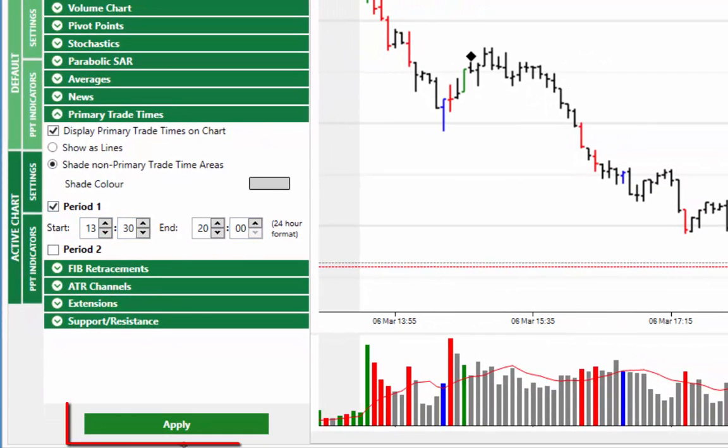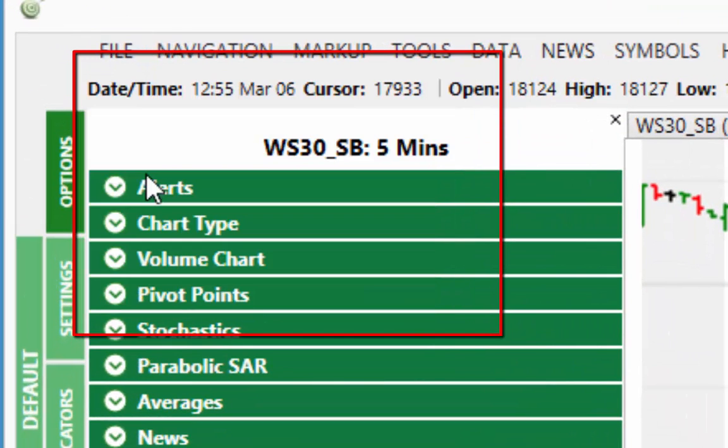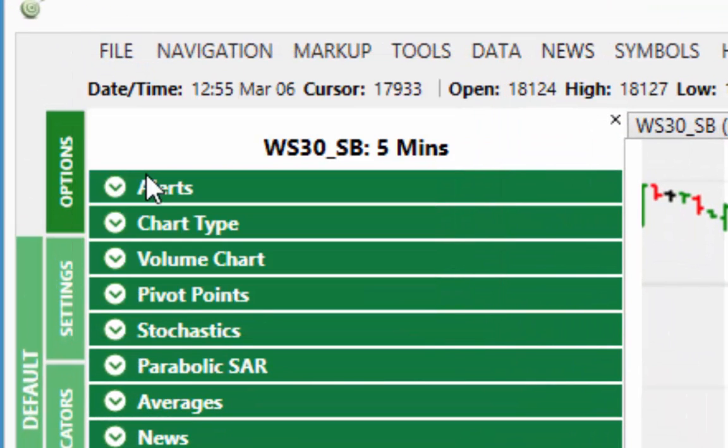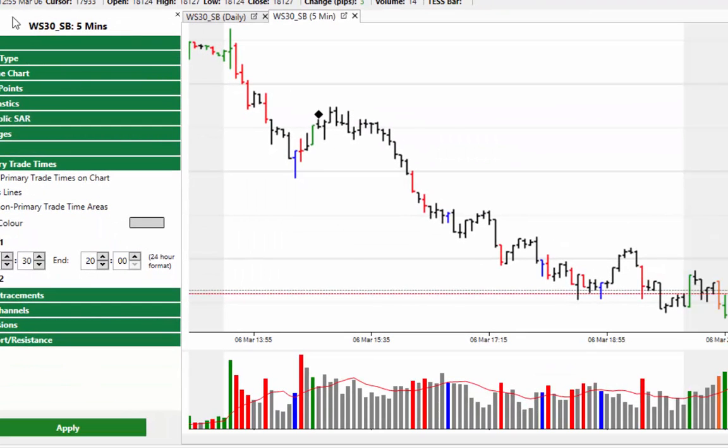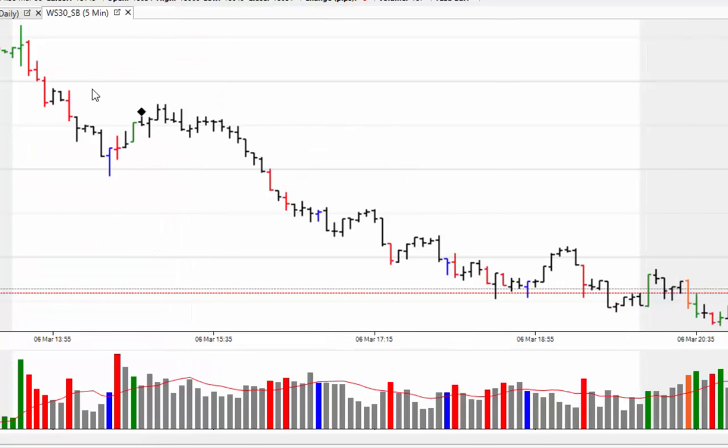of course for anything that was released at 3 p.m. Once you've made these changes, click apply and then make sure that you save the workspace as well, otherwise you will have to adjust this each time. And if you don't save it, not only that, it may throw you out as well when the market opens. Right, let's have a look at the market, see what happened on Friday.